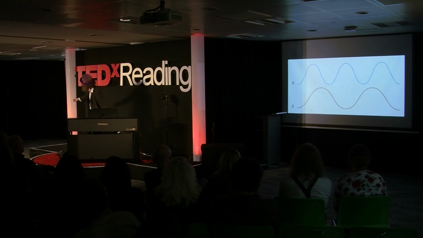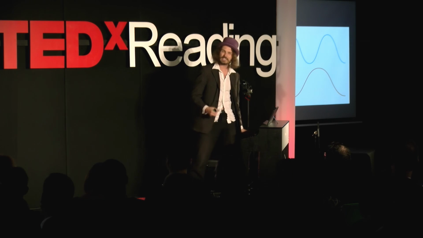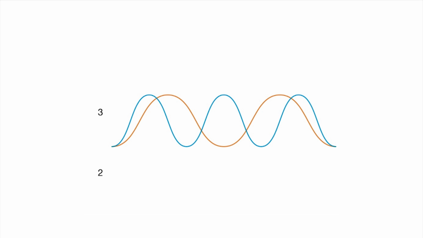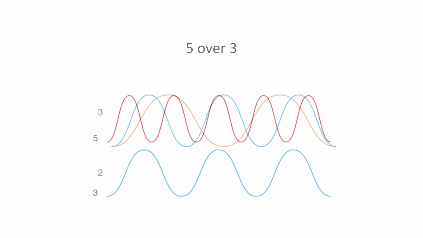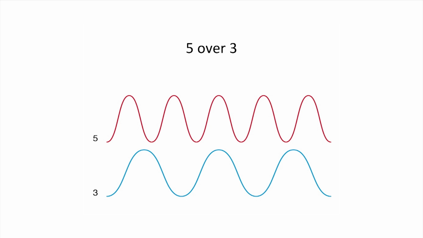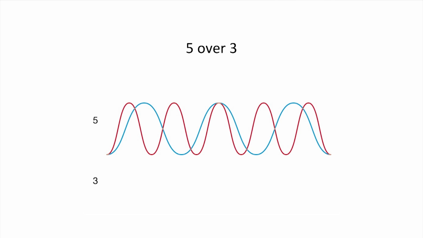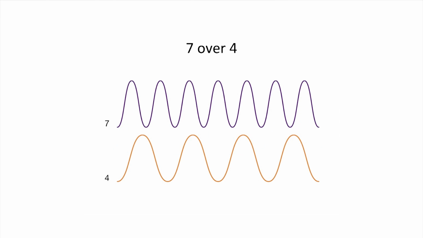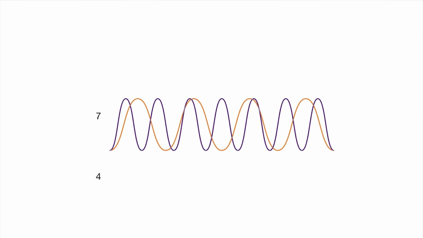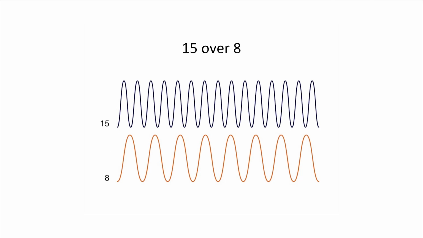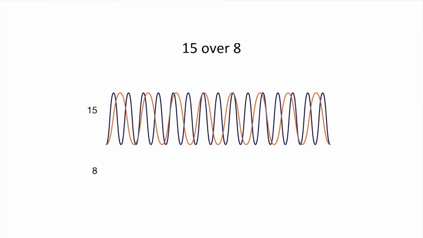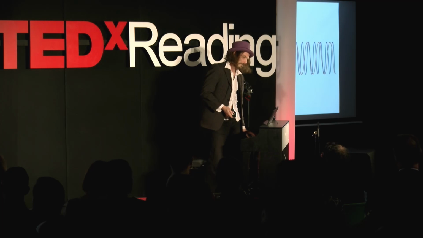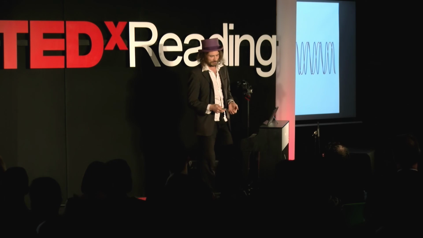This is a chord where the wave at the bottom, 2/3, that's what 2/3 sounds like as a chord. And then 5/3, a musical sixth, sounds like this. There we go. And 7/4, a seventh, sounds like that. And 15/8, a major seventh, and so on, with the higher numbers creating higher dissonances.